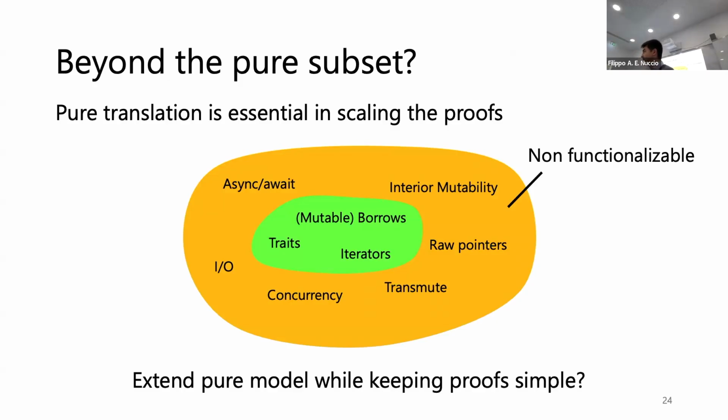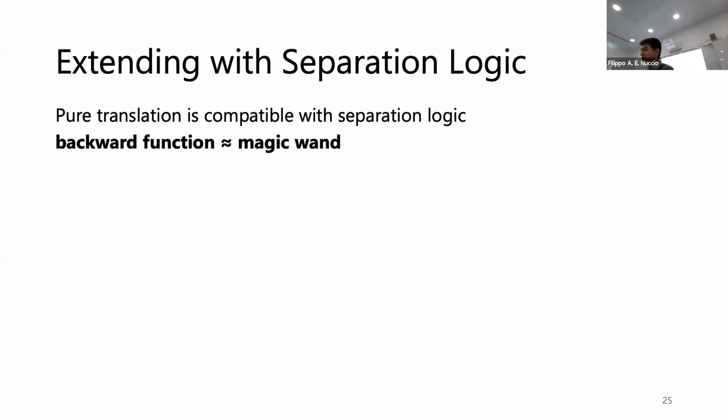So there's a question we're exploring today, which is how can we go beyond the pure model while keeping the proof simple? And the idea is to have some sort of a hybrid model where we leverage the pure translation as much as possible, and when necessary, have a more complex stateful model. And a natural question is, of course, how do we reason about such a hybrid model? And a natural answer is, of course, separation logic. So I'm working with some people here on that, actually.